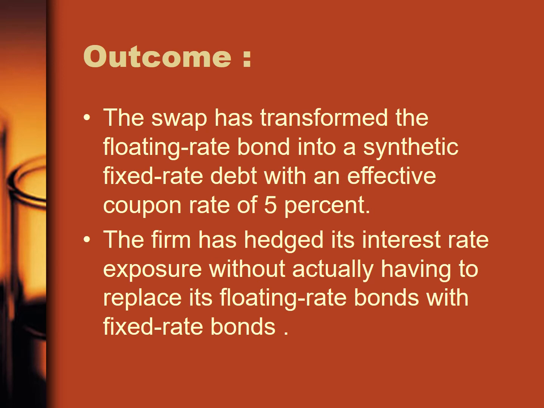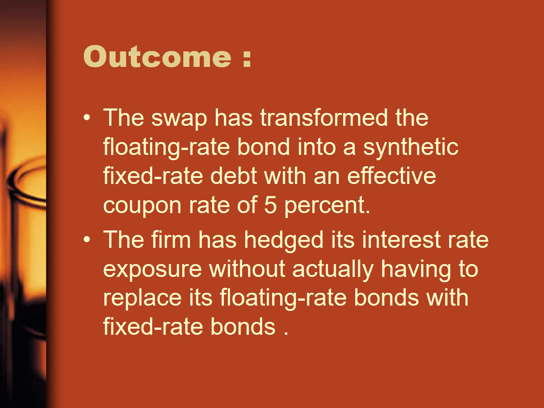So let's look at the outcome of this transaction between the firm and the swap dealer. As you can see, the swap dealer has transformed the floating rate bond into a synthetic fixed rate debt with an effective coupon rate of 5%. And the firm has hedged its interest rate exposure without actually having to replace its floating rate bond with fixed rate bonds.